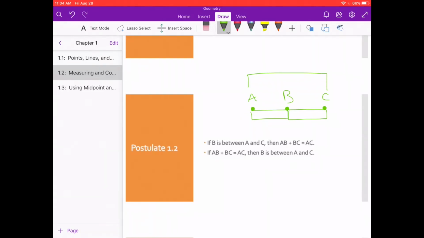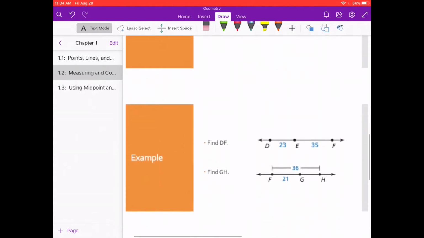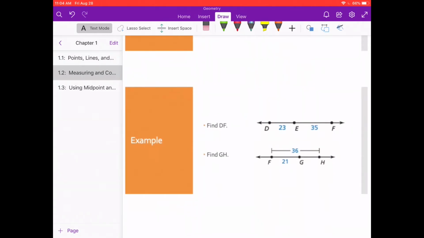And then the same thing works backwards. If AB plus BC equals AC, then we can assume that B is between A and C. I believe this one is called the segment addition postulate. We're talking about adding segments together. Part plus part gives us whole. So let's do some examples.